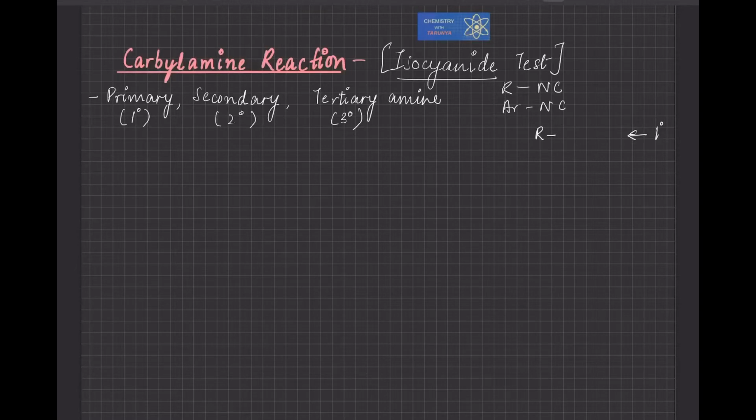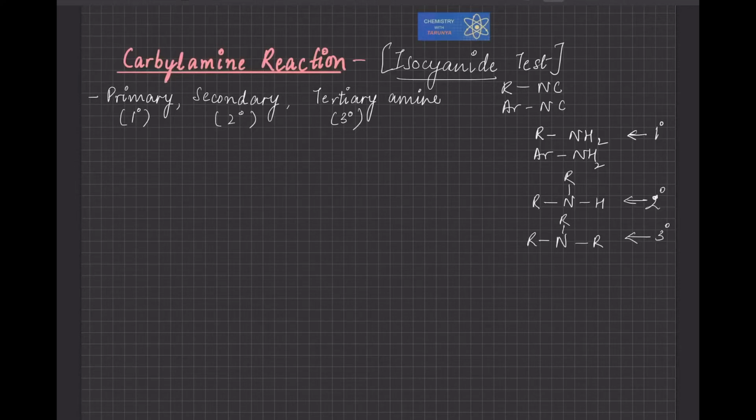an alkyl or aryl group directly attached to the amino group, functional group. Now, when there are two aryl or alkyl groups attached to a single amino group, that becomes a secondary amine. Tertiary, in similar lines, when there are three aryl or alkyl groups attached to a single amino functional group, it is known as a tertiary amine.